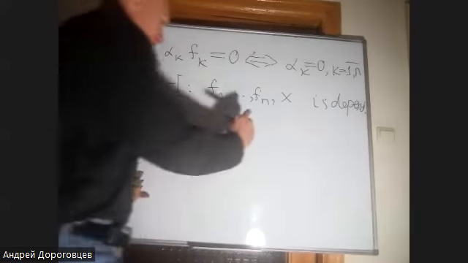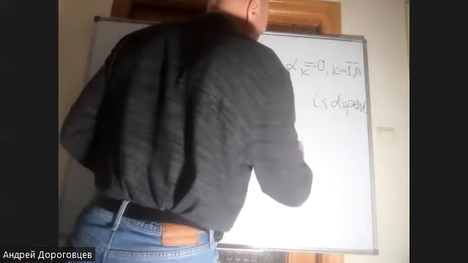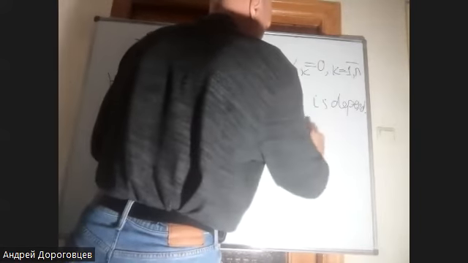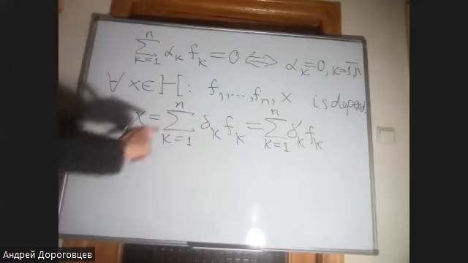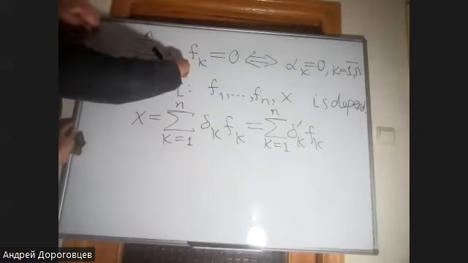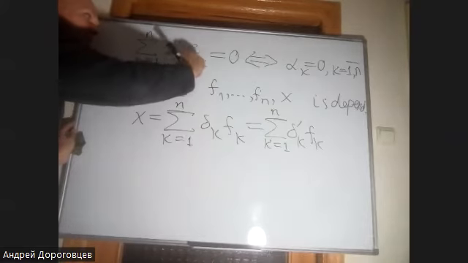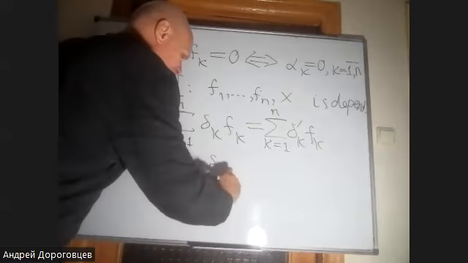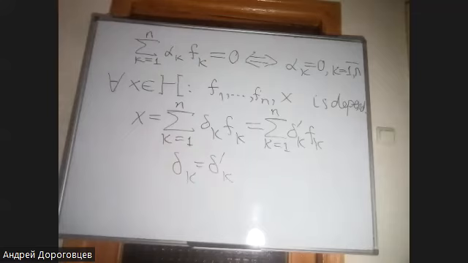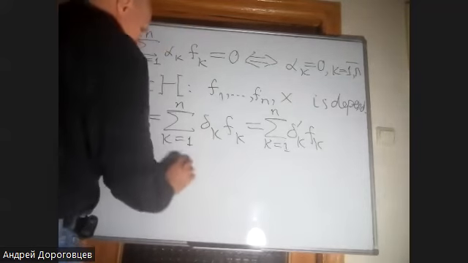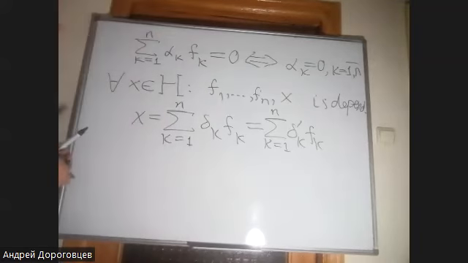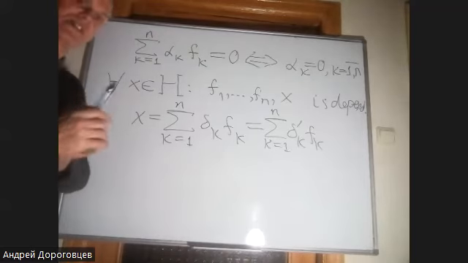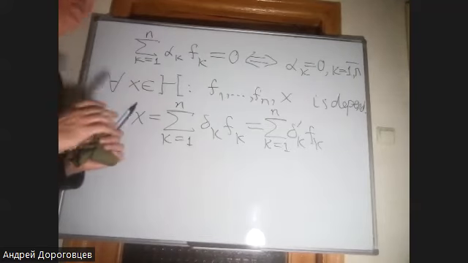It is trivial. If we have another one, with delta k prime, then the difference must be equal to 0. And coming back to the condition on our elements f, we can see that any delta k prime is equal to delta k. So any x can be uniquely expressed as a linear combination of our elements. In linear algebra, people say that fk form a basis for our finite dimensional space.